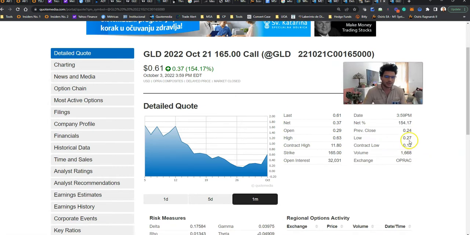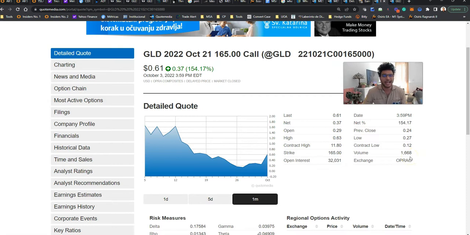Now, the low was 27 cents, so we're just up 200% from that low. Yesterday we had 1,668 contracts, and the open interest is pretty fat right there at 32,000 contracts. It's not that bad. I would like to see more action today. I would like this to be somewhere close to the 34,000 neighborhood. That means that they're adding to the position.